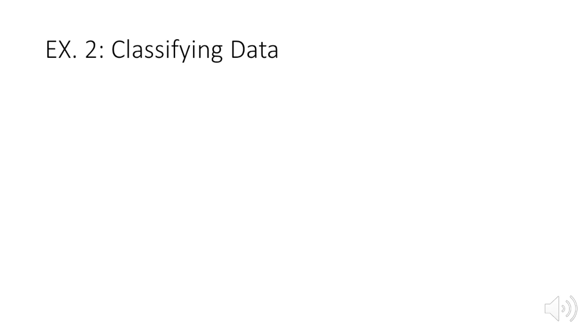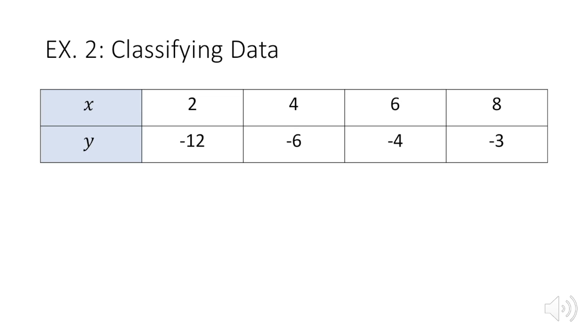So for example 2, we will be classifying data. So we are going to have a table. On the top we have 2, 4, 6, and 8 for x, and on the bottom we have -12, -6, -4, and -3. And what we'll be looking for is to see whether or not these equations show inverse or direct equations.